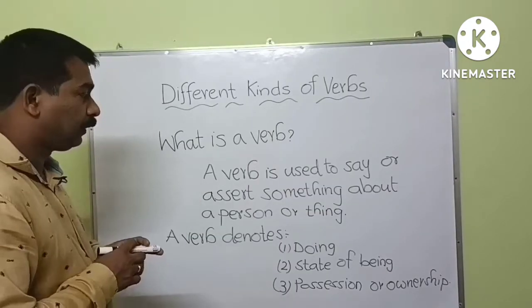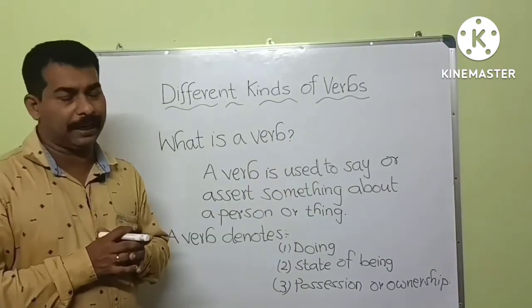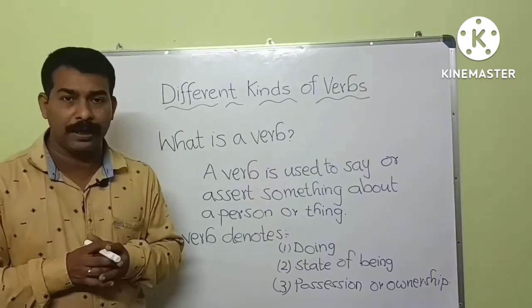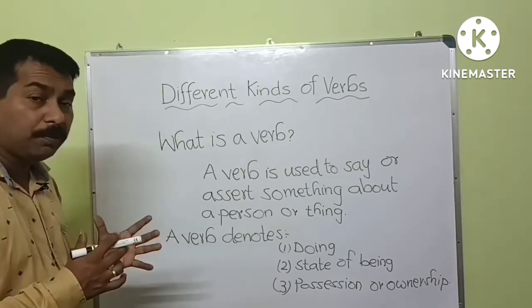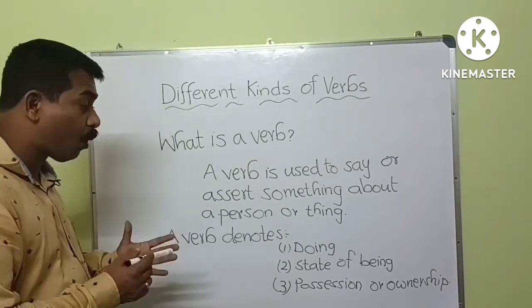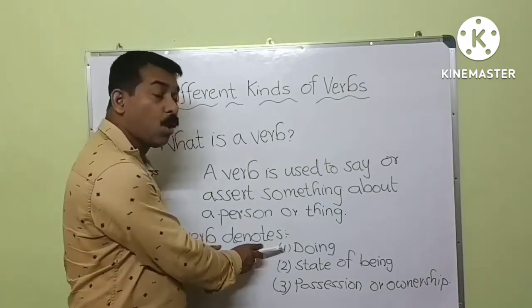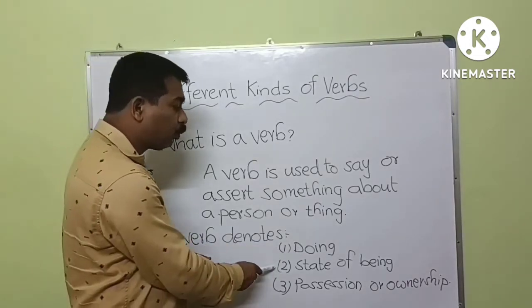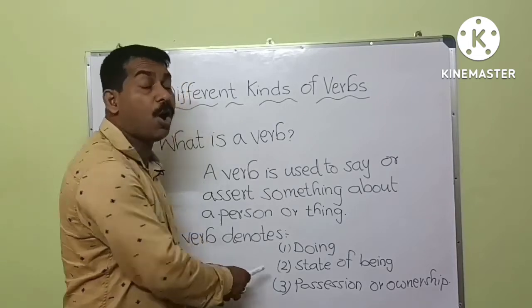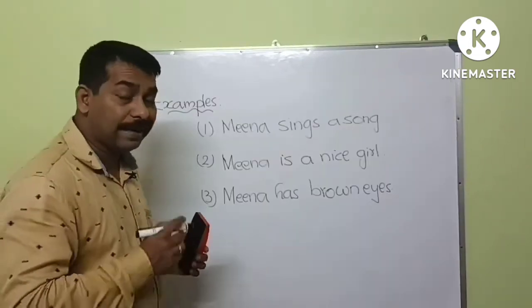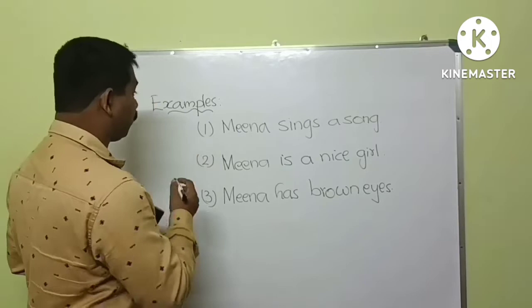What's a verb? A verb is used to say or assert something about a person or thing. A verb mainly denotes number 1, doing or actions, number 2, state of being, number 3, possession or ownership. Let's have a look at some examples.